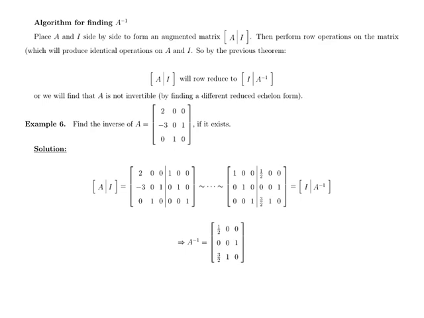If I place A and I side by side in an augmented matrix, so this time the bar, the augmentation, is not necessarily corresponding to an equal sign, but we're just trying to break up this long rectangular matrix into two square matrices, A and I. And we perform row operations on the matrix, which will produce identical operations on A and I. By the previous theorem, [A | I] will row reduce to [I | A inverse] because A will row reduce to I, and I will row reduce to A inverse.